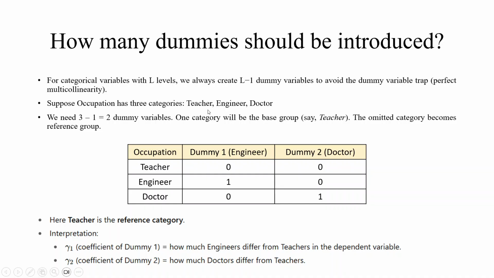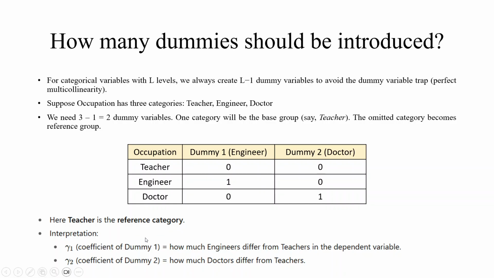See, arbitrarily, we can select any one as a base group. The omitted category becomes a reference group. So let's say we have created the dummy for engineer, dummy for doctors. So the category whose dummy is not created becomes a reference group. Teacher, 0, 0. Engineer. So this is a dummy for engineer. So we will write here 1 and here 0. Doctor, 0. And this is a dummy for doctor. So we will write here 1. So here teacher is a reference category.